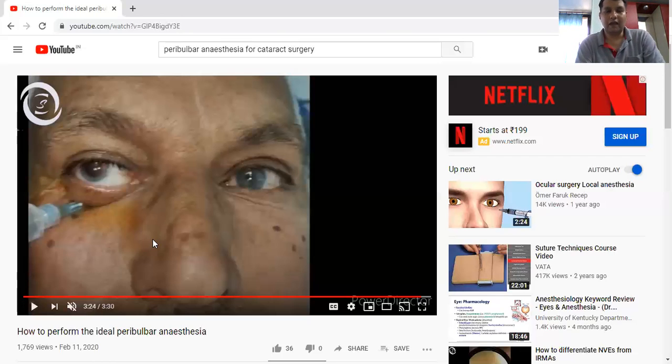No procedure is without risks and complications. So what are the complications of peribulbar block? Sometimes a blood vessel may rupture into the retroorbital space, causing retroorbital hemorrhage, and that is not a good complication. That's a risky complication. How do we recognize it?